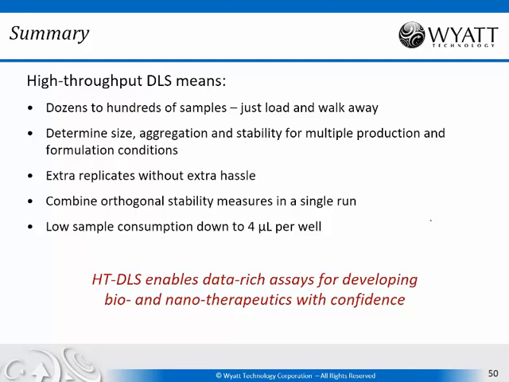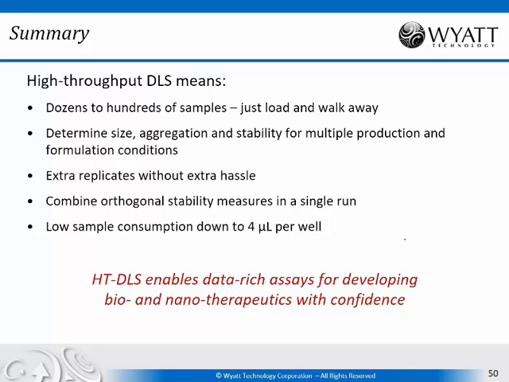You come back, you bring up the spectral view heat map, and you see which of those are suitable for continued study for formulation and process development. You get multiple measures of stability, which are orthogonal, the onset temperature, the conformational stability with chemical denaturation, the diffusion interaction parameter for colloidal stability, and the type of aggregates that form. And all this can be done with very low sample consumption, down to 4 microliters per well.